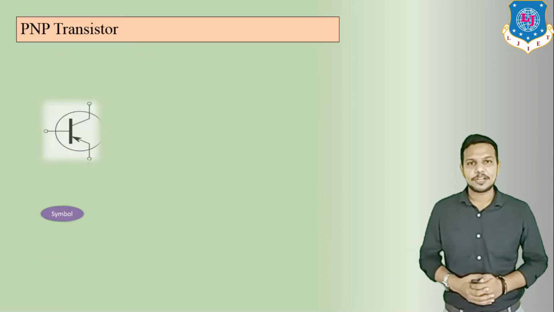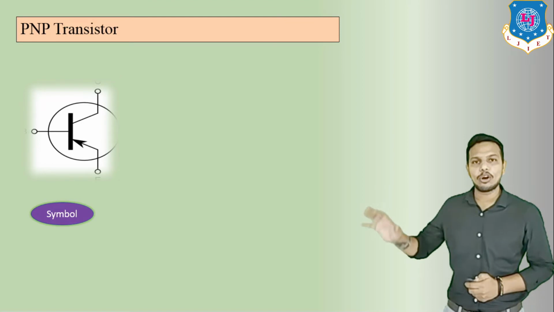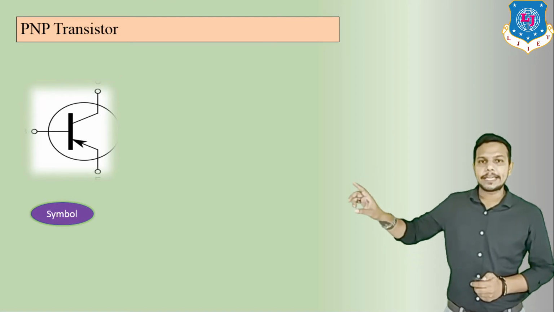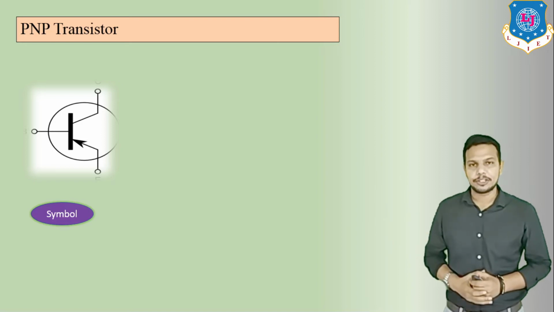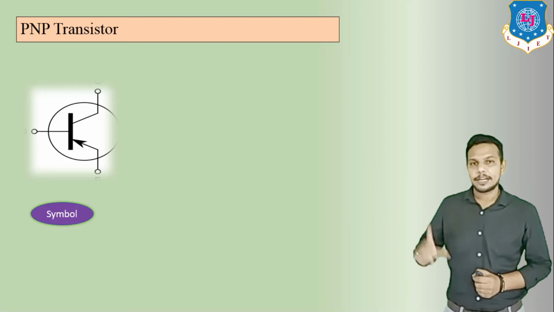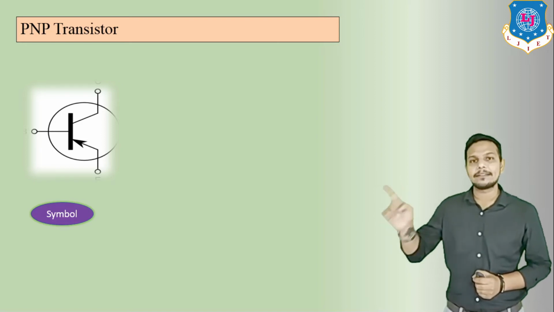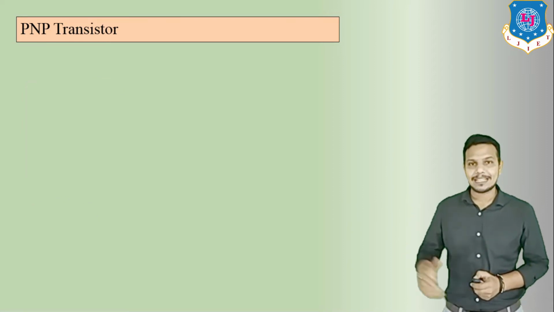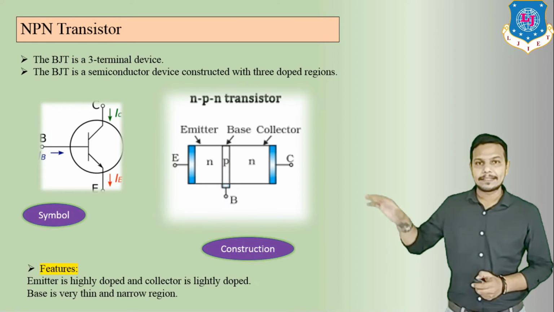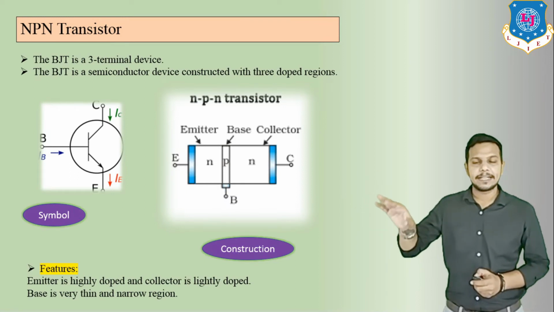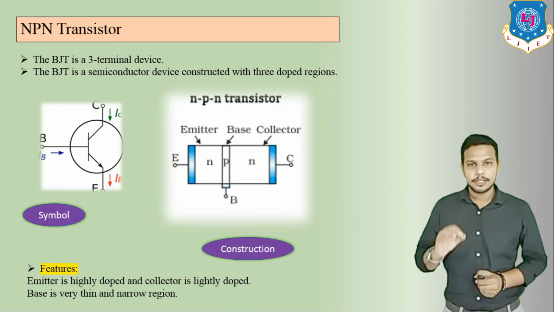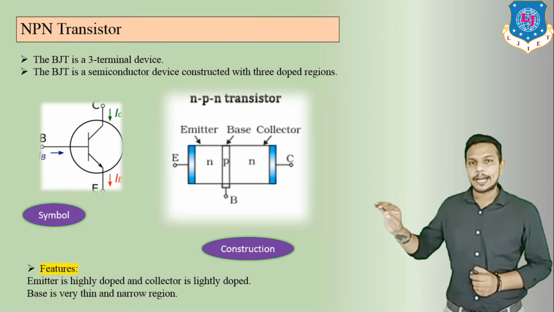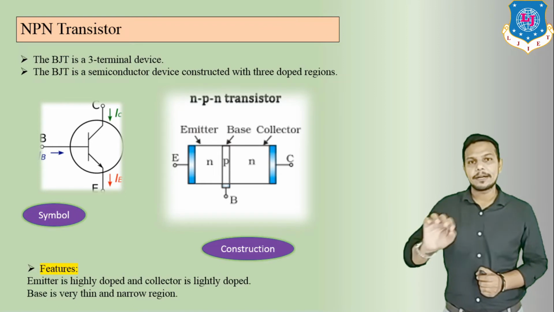Now the PNP transistor. This is the symbol of the PNP transistor. Here we can see the arrow indication is in the inward direction. So remember this: if the arrow is going inside, it is a PNP transistor. If the arrow is coming outside like this, it is an NPN transistor. In short, you have to remember that wherever the arrow points, you can type N type.